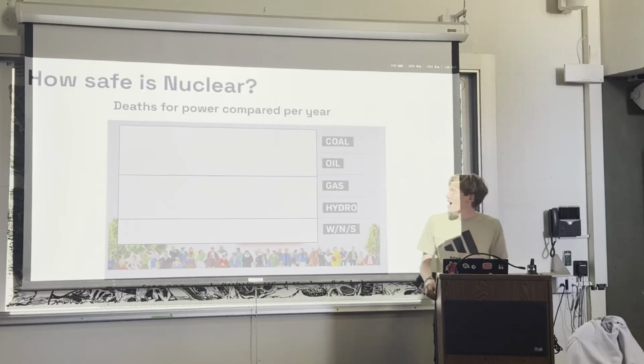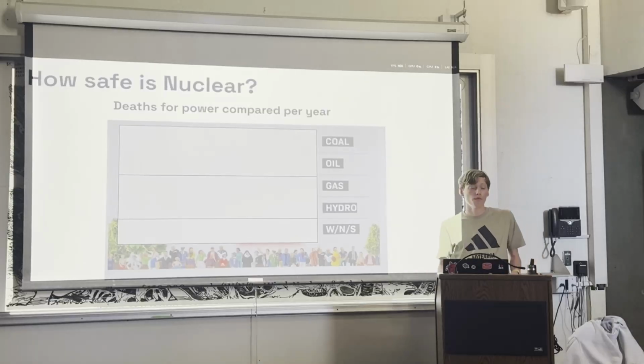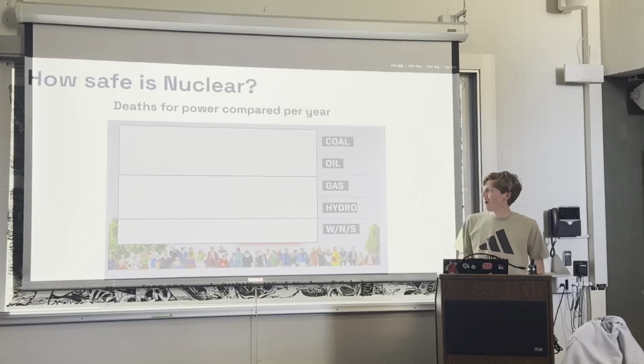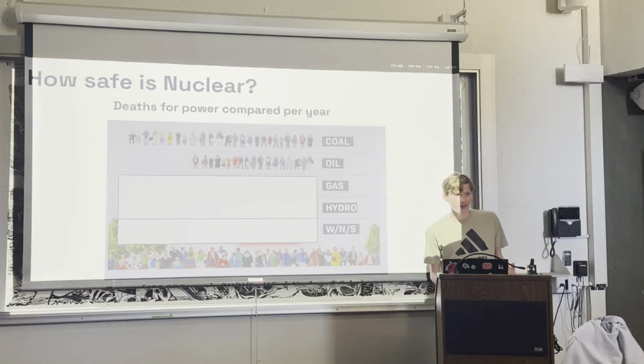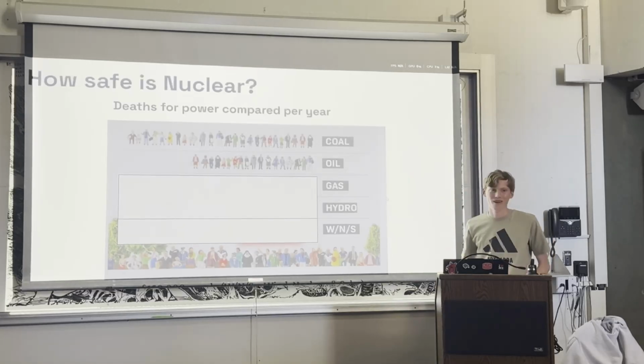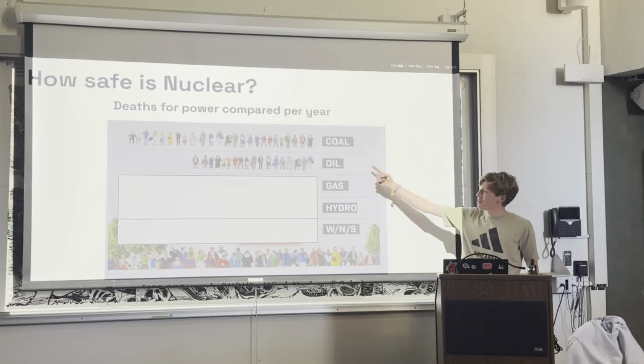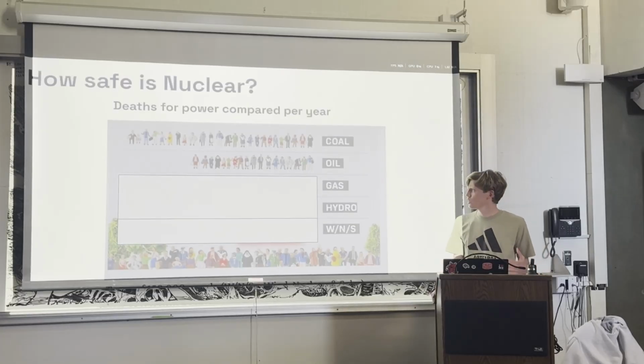So, anyone have a guess for how many people die from coal production in this town? Anyone? 25. Well, you're exactly right. It's 25 people. And then for oil, it's about 18. We don't really use a lot of oil in the U.S., but that's just generally how these things go.